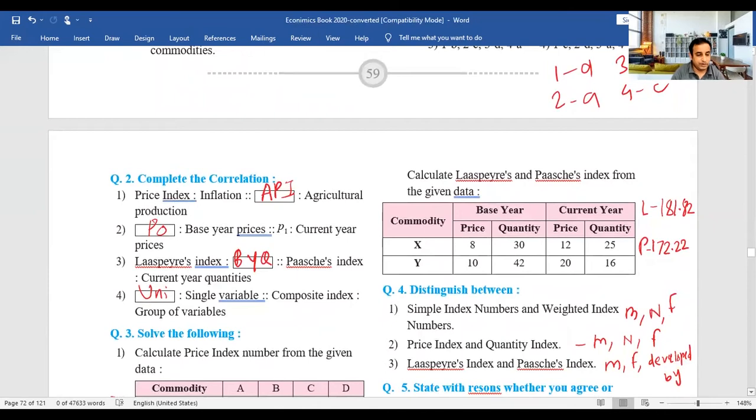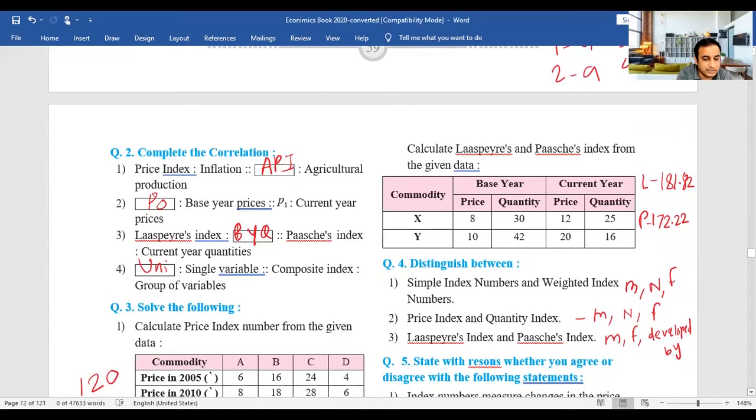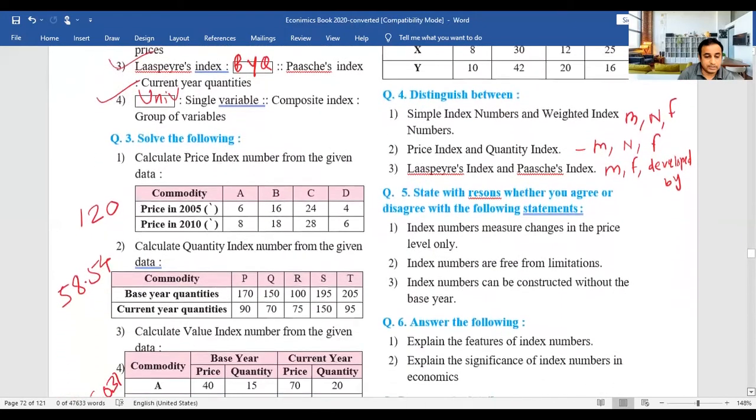Now we have to complete the correlation. Question number 2. Price index is inflation, agricultural productivity index is agriculture production. Base year prices P0, current year prices P1. Laspeyres index number, base year quantities. Paasche index number, current year quantities. Single variable is univariate index number, and composite index number is for group variables. Then question number 3 is there.